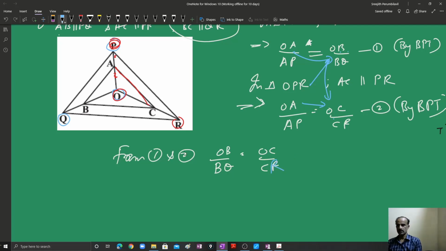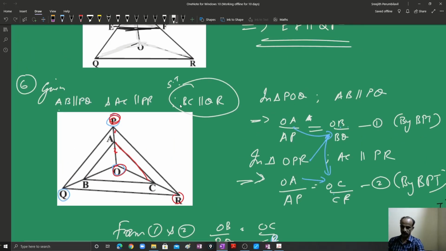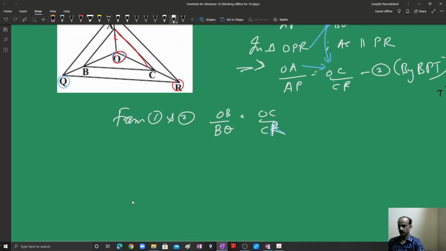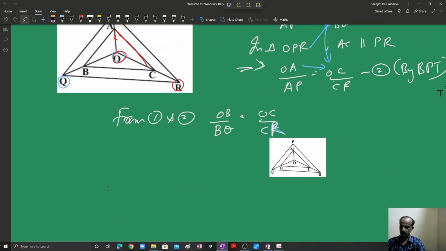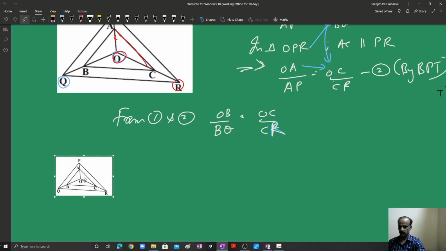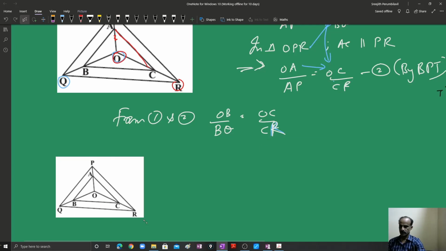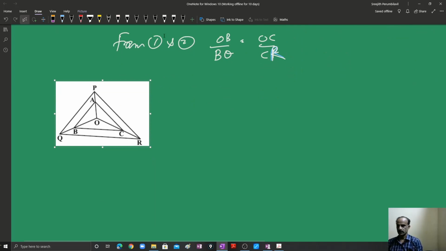So, what is asked? That's not what is asked. We have to prove what? We have to prove that BC by QR. How can we prove that? I will put up that figure again, and this is the situation. All these things I am going to clear. I will take this part and clear it. All this part is gone. We don't need all these things.